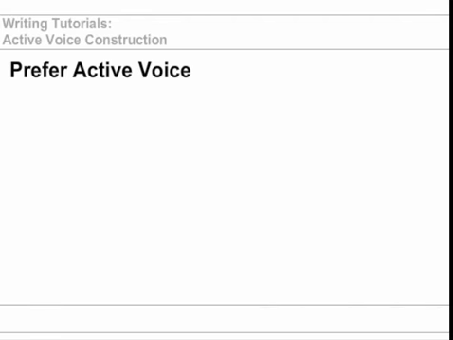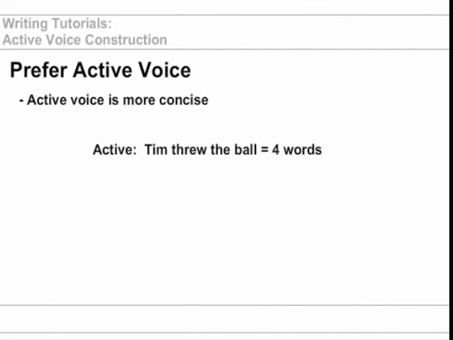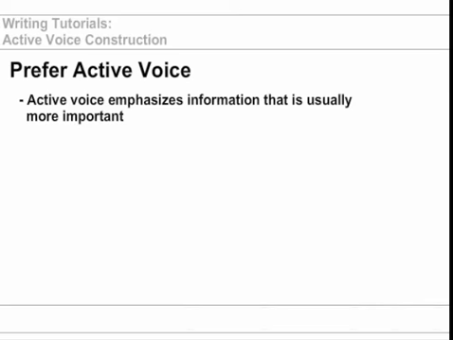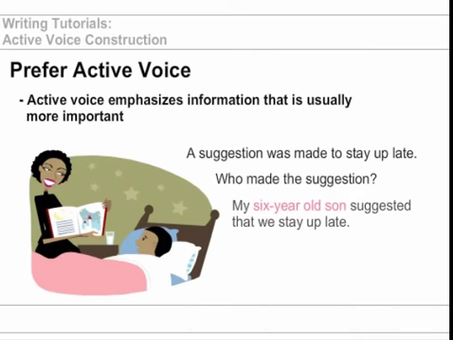A second reason why active voice is preferred is that it is more concise. Because active voice does not need helper verbs or prepositions, the active voice construction requires fewer words to make a complete sentence. Active voice is also preferred because it emphasizes information that is usually important for the reader to know. Understanding the actor, the person or thing performing the main verb, is normally an important piece of a message.